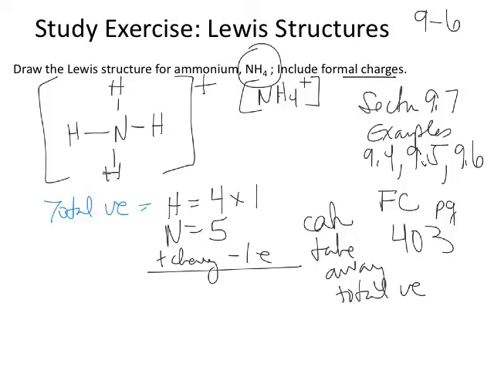So what is this going to be? This is 4 plus 5 is 9, minus 1. You're going to have a total of 8 valence electrons. So now you add them in. You'll have 1, 2, 3, 4, 5, 6, 7, 8. And that is the Lewis structure.